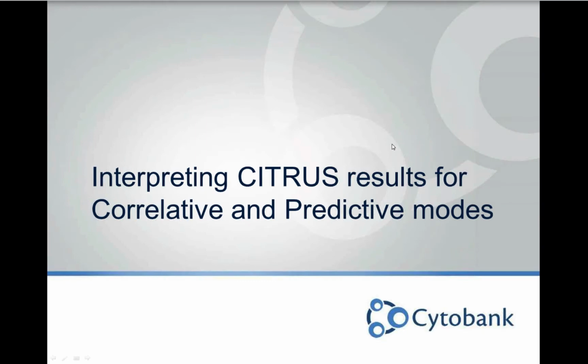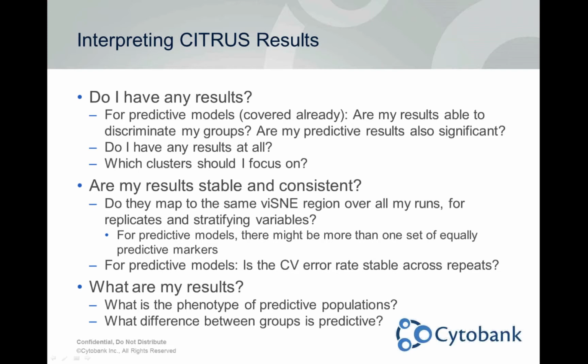So how do you interpret CITRUS for both the correlative and the predictive modes? The first step is to check and see if you have any results at all. We covered this already a little bit, but for the predictive version, are my results able to discriminate my groups? Do I have any predictive results that are also significant? And is there any files in the folder to begin with? And if so, which of these clusters should I focus on?